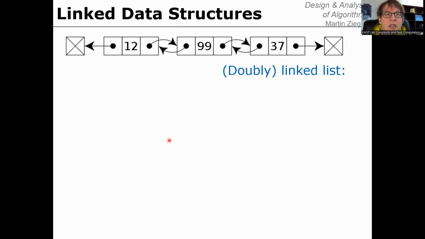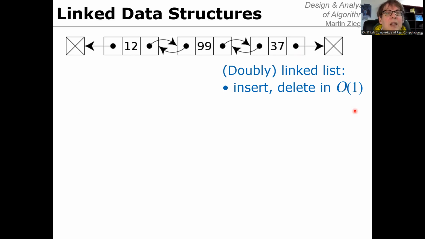That leads us to linked data structures. So let's recall some basic examples from the data structures course. Here you see a doubly linked list, right? Every element has a pointer to the next element and to the previous element in that linked list, so we can move back and forth. And usually one adds one or two sentinels, namely a dummy element which is linked to by the first element, and a dummy element which is linked to by the last element. And that is more convenient in implementations.